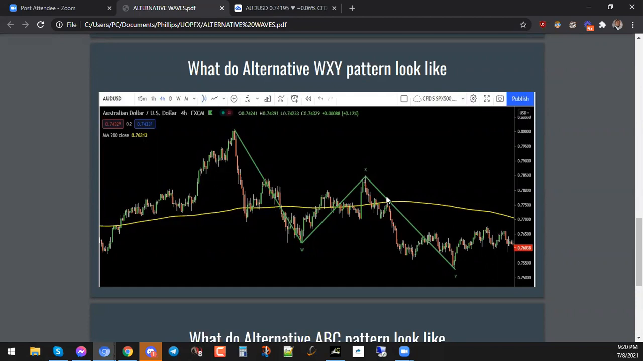And what makes it alternative waves is the fact that this is a 3-wave pattern, and this one over here, the Y wave, is a 5-wave pattern. So you have a 3-wave pattern here, and you have a 5-wave pattern here, right? So it's a complex pattern structure, yes, but the fact that you have different wave structures completing the pattern makes it alternating, right? So they're alternating.